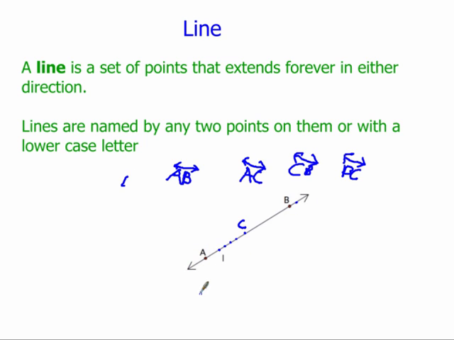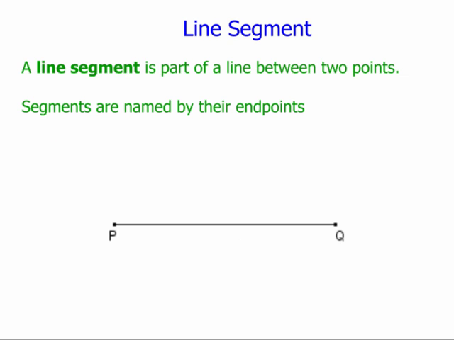This is line l. Now, another very common thing that we're going to work with is what's called a line segment. A line segment is just part of a line that exists between 2 points. Segments are named by their endpoints. So here I've got a line, and this is a line segment. This is line segment PQ.